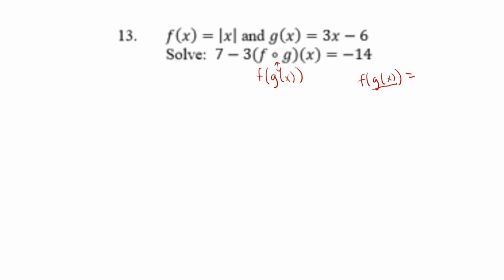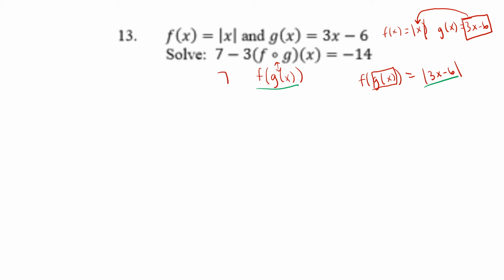Again, you're looking at which function is inside. We have that f of x is equal to the absolute value of x. G of x is equal to 3x minus 6. G of x is on the inside, so we take whatever that is, 3x minus 6, and substitute it in. So f of g of x is equal to the absolute value of 3x minus 6. That's the first step there. So all we're going to do is take that and substitute it into our equation for f of g of x.